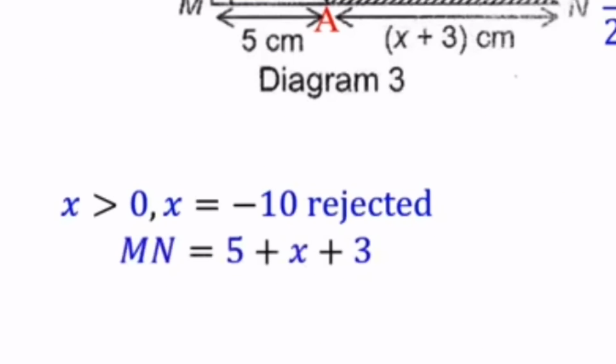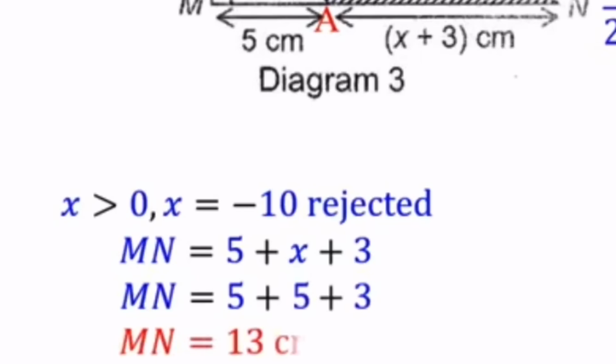Now because x is the length, you have to choose the positive value of x. So x equal to negative 10 needs to be rejected. So your x should be 5. So the mn is 5 plus 5 plus 3. So the mn is 13. That is the final answer for this question. mn is 13.